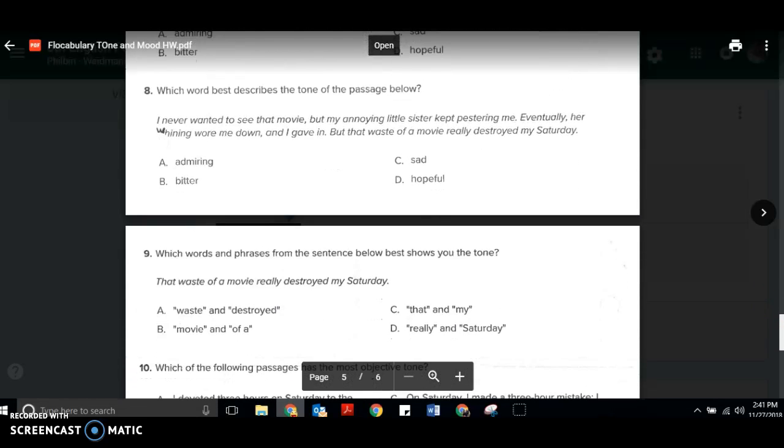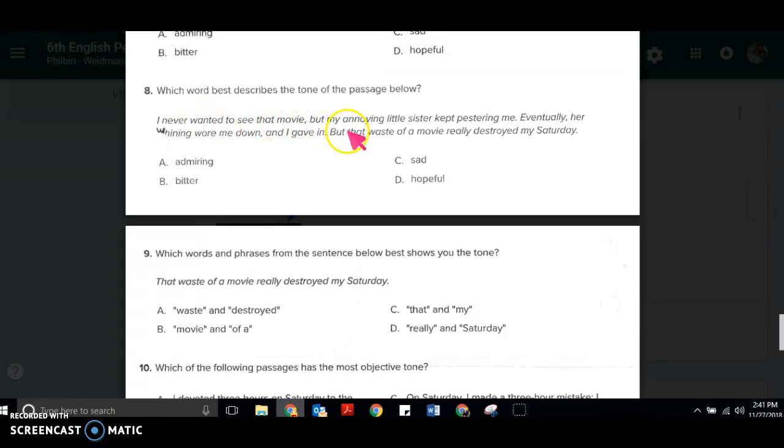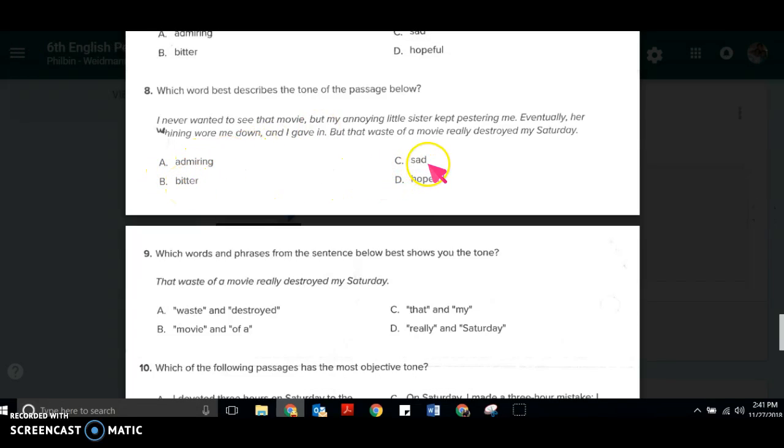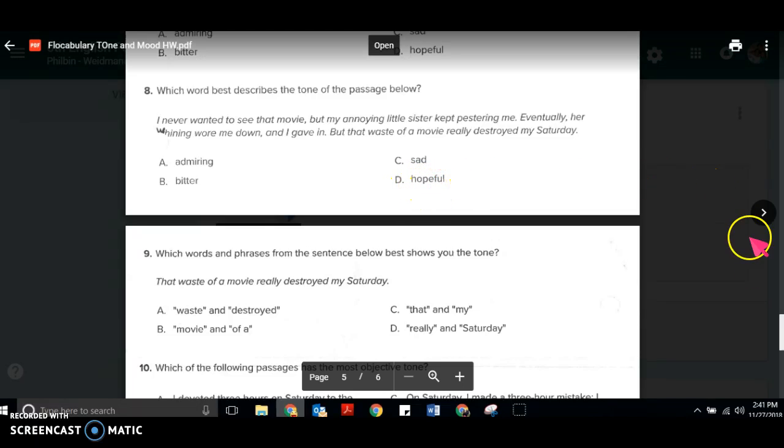Eight. Which word best describes the tone of the passage below? I never wanted to see that movie, but my annoying little sister kept pestering me. Eventually, her whining wore me down, and I gave in. But that waste of a movie really destroyed my Saturday. Which word best describes the tone of the passage below? Is it A, admiring, B, bitter, C, sad, or D, hopeful?